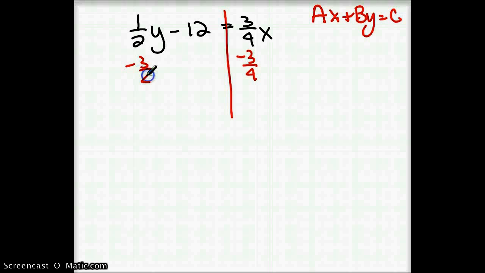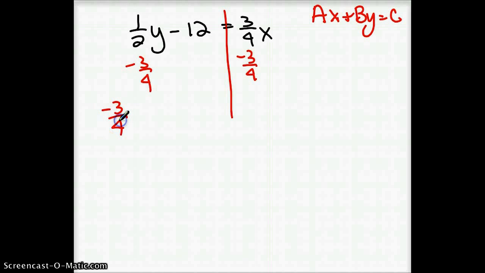All right, so again, if you don't know your form, that's going to be really important because it's hard to transform it to a form if you don't know what that looks like. So ax plus by equals c, so I want my x and y on the left and my numbers on the right. So I'm going to start out by subtracting 3/4 x from both sides. And I'm going to put my x first because that's how I like it.